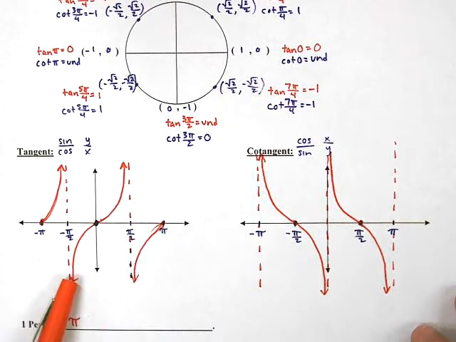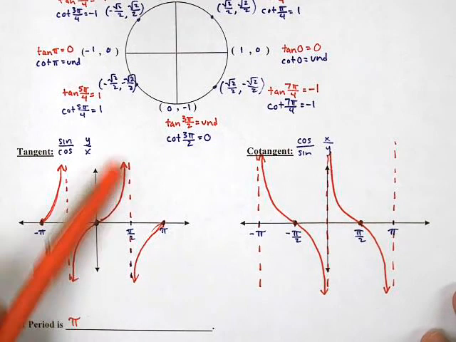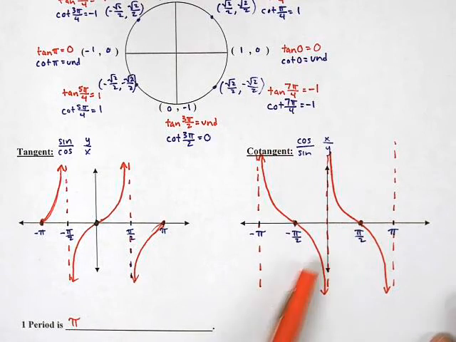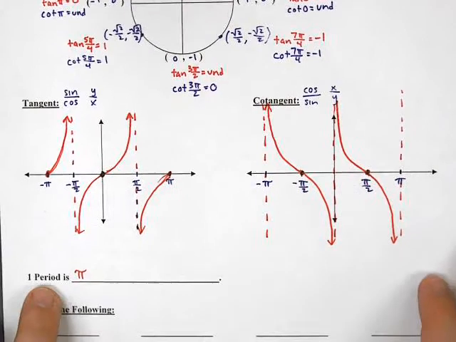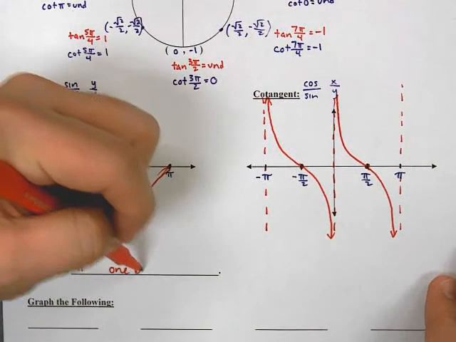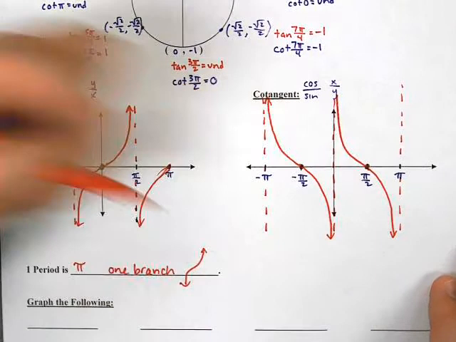First things first, tangent looks like it's going opposite of cotangent, right? This looks like a normal S curve or x cubed. This looks like a negative x cubed. But what I want you to understand is the one period, that's pi, it's one branch, right? Something like that. Just one of them.